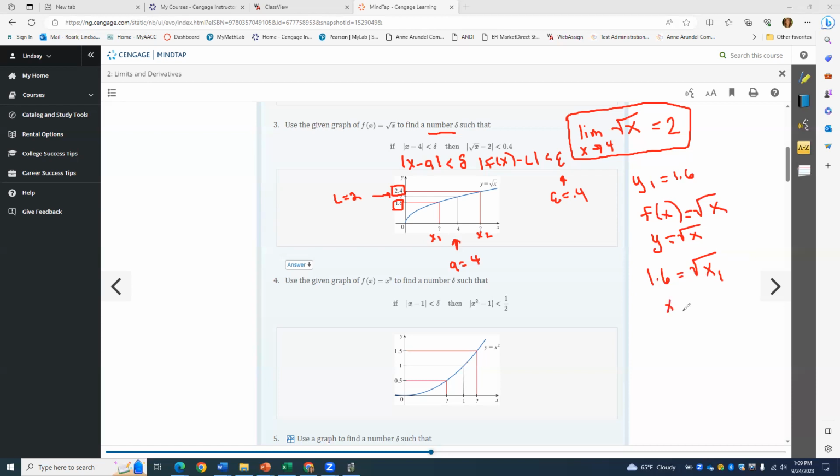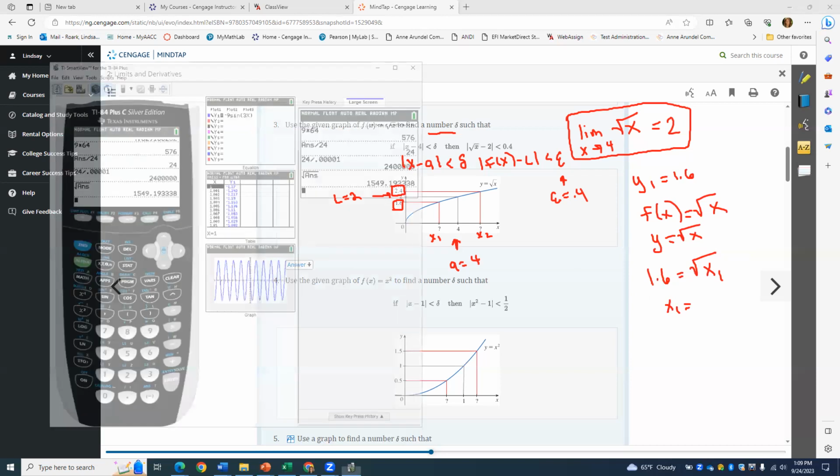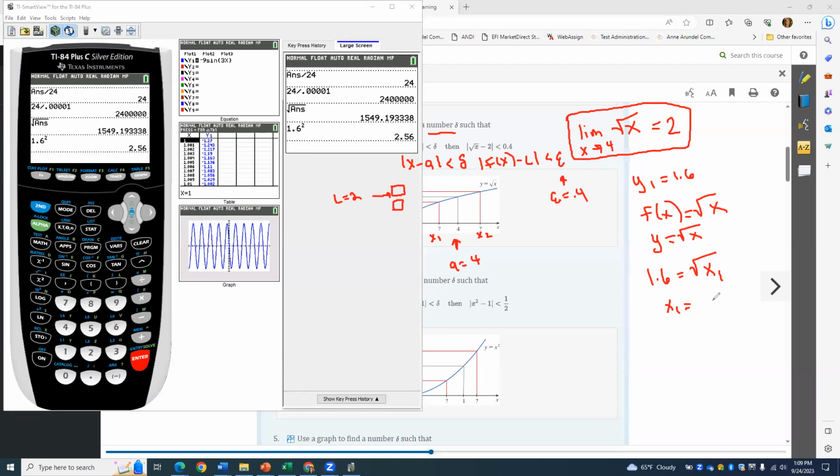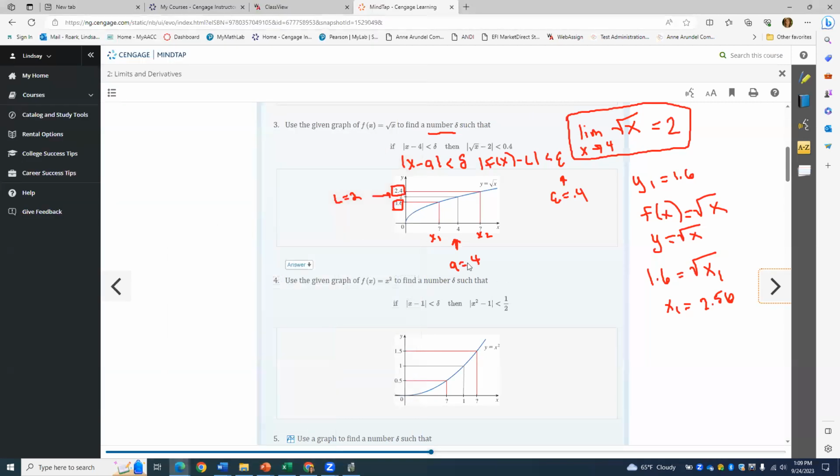I'm going to write x1 equals, all right, I'm just going to square both sides, and we have to square 1.6. So 1.6 squared is 2.56. Okay, so x1 is 2.56. And that looks reasonable, right? If I go back to my graph, what they have labeled as question marks, I know I don't have to keep them as question marks anymore. I can say that the one on the left is 2.56. That would be the corresponding x value to 1.6.